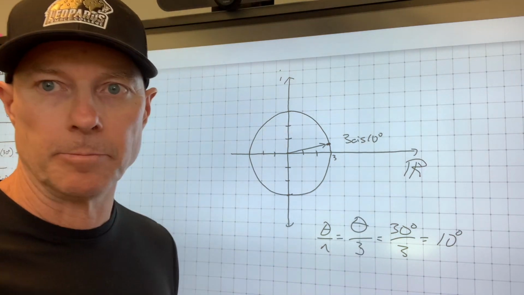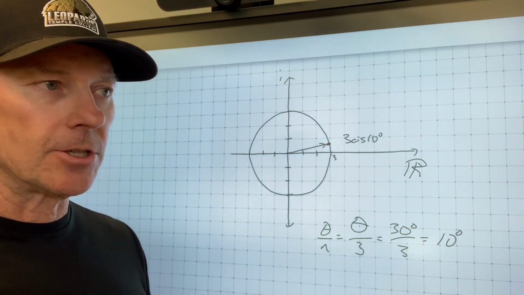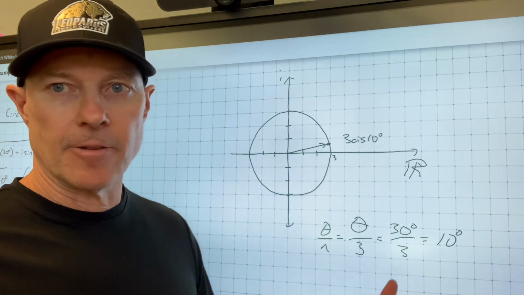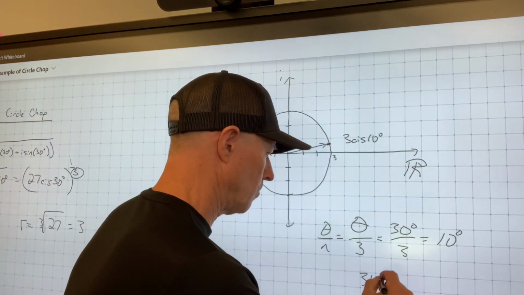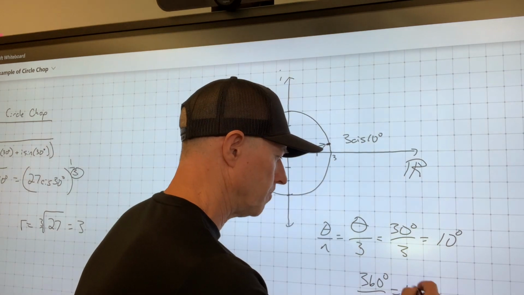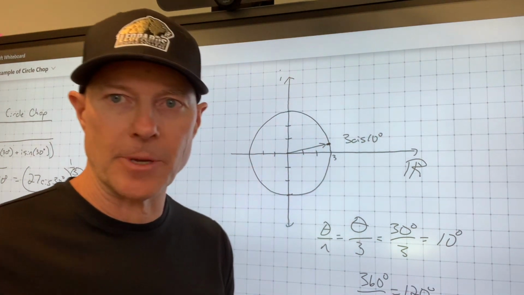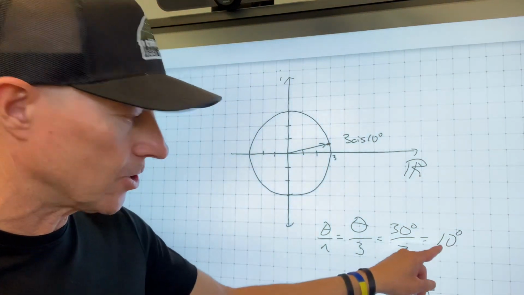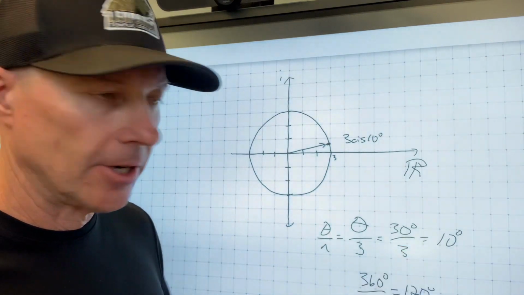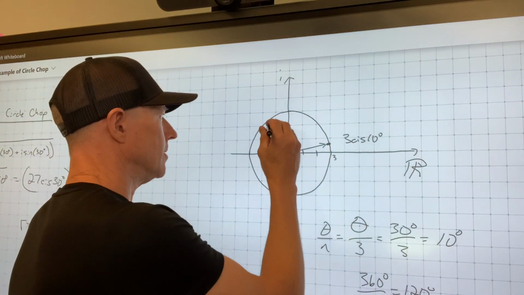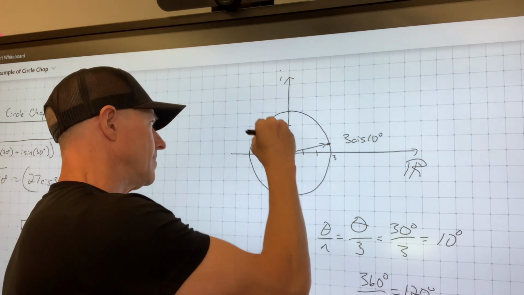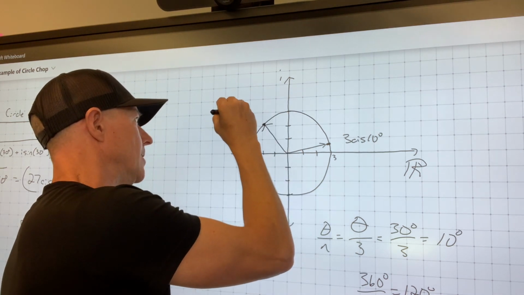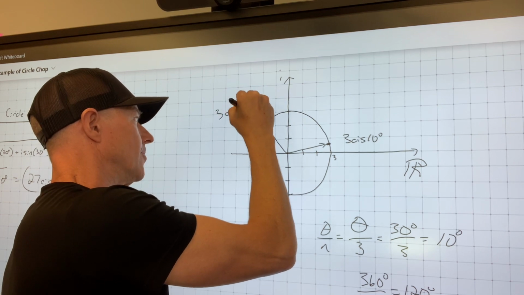We need 2 more. Now to find the rest, you just take 360 and divide it by 3. Let's see, what's 360 divided by 3? 120. So the next chop will be 120 degrees later. Add 120 to this 10. That gives you 130. So 120 would be about here. So 130 degrees about right there. So it's 3 cis of 130 degrees.